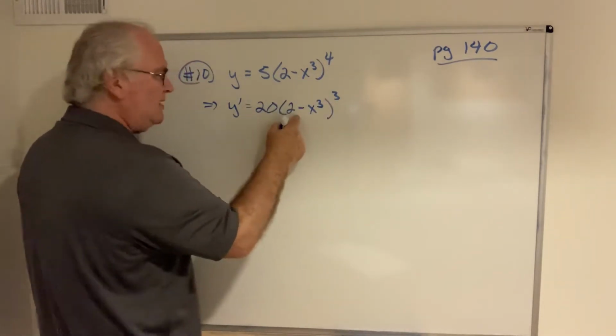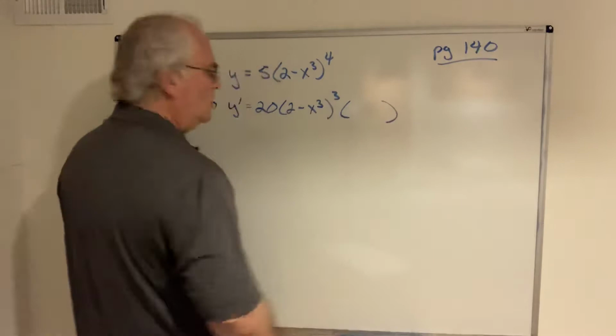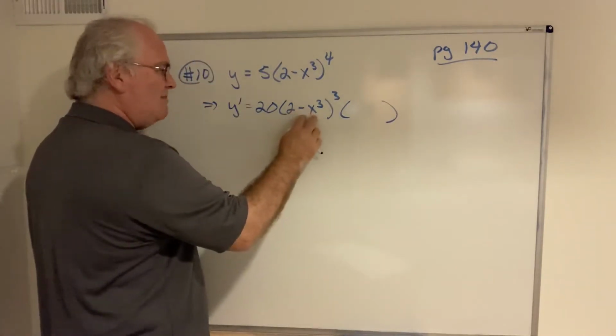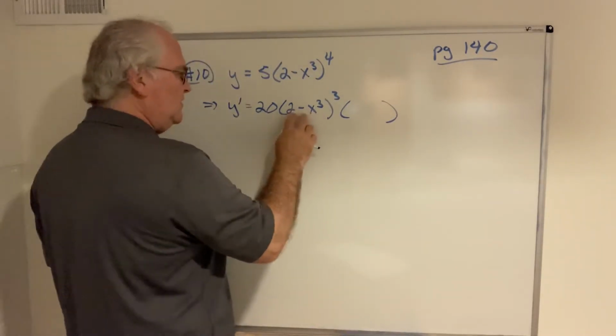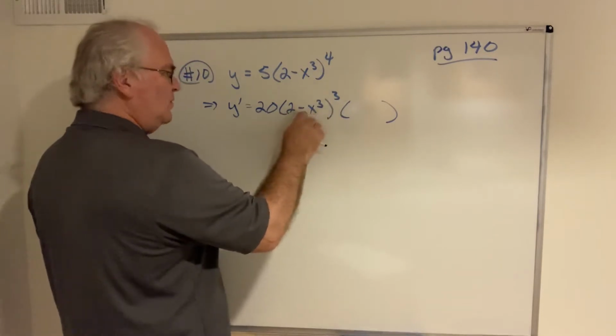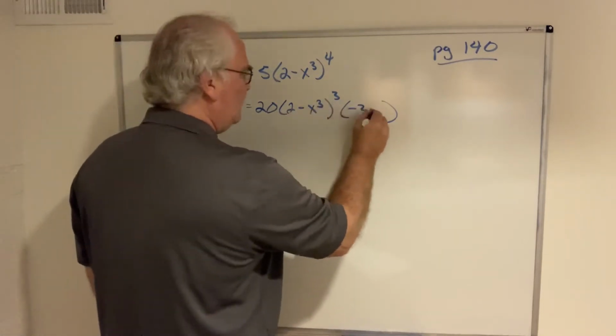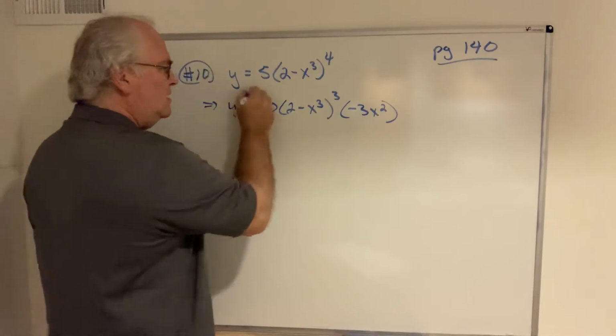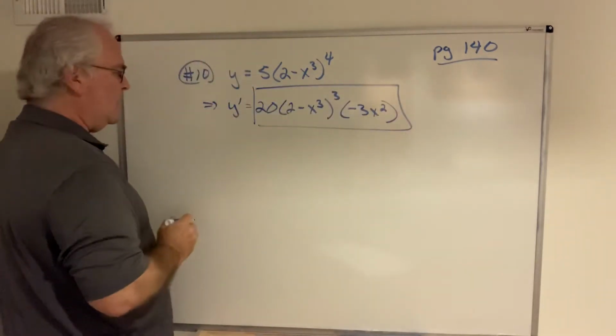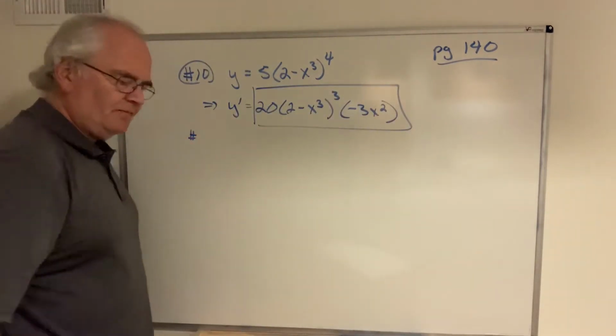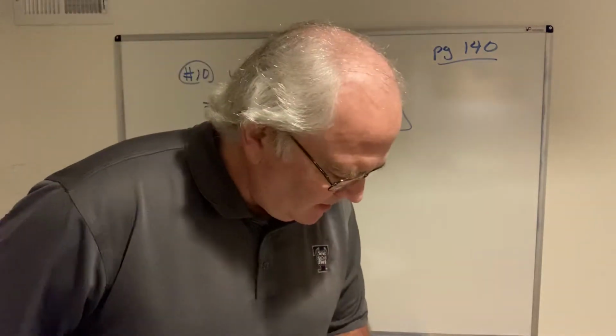But whatever you copied and pasted, you multiply by the derivative of what you copied and pasted. So the derivative of 2 is 0. The derivative of negative x to the third is negative 3x to the second. So there's the derivative for number 10.